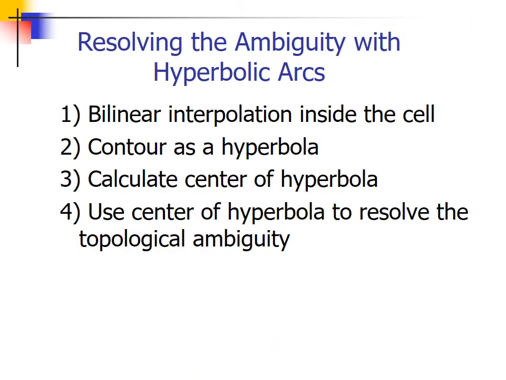Resolving the ambiguity of a cell with 4 intersection points can be done using hyperbolic arcs. There are 4 steps of this method. The first one is the bilinear interpolation inside the cell. After that, the construction of the contour as a hyperbola. Then calculation of the hyperbola center, and using the center of the hyperbola to resolve the topological ambiguity.